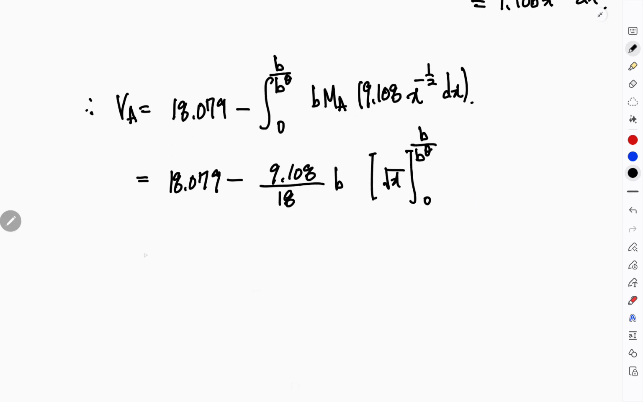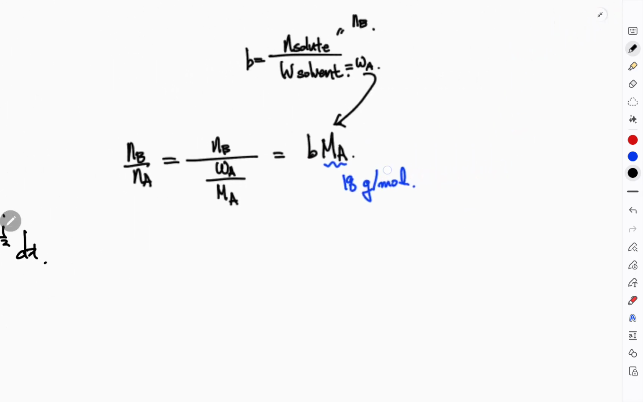And here actually b also can be written as an x function. So here b over b naught is x, so b is b naught times x. So we are going to write this x and MA like this.